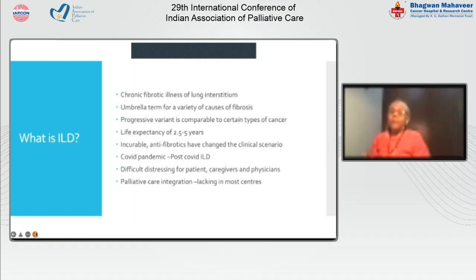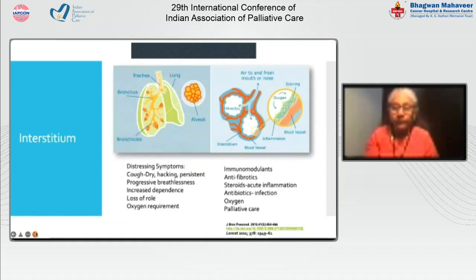And I have been lucky to be able to do this study along with Sujit Rajan and all his referred patients. So this is another thing that I just wanted to highlight to you, that the interstitium is the part which is between the alveoli, which is the respiratory unit which takes part in respiration, and the capillaries.